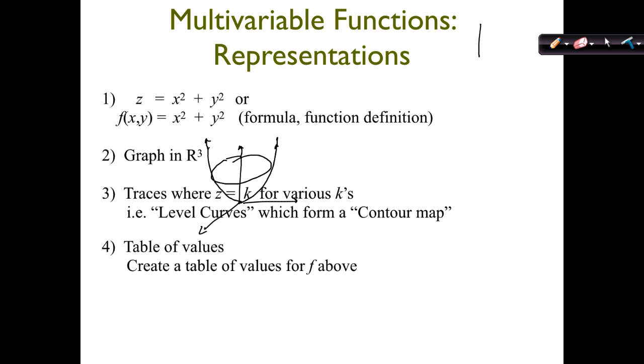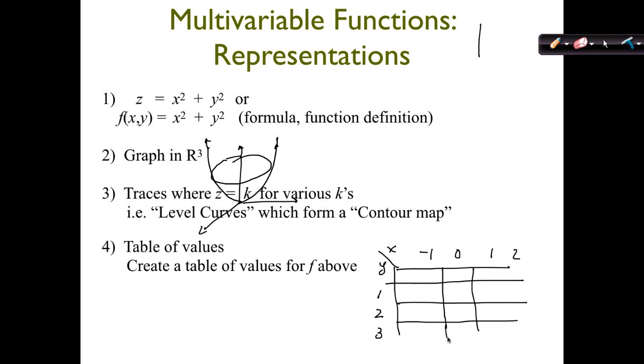All right, so the last one is a table of values. This is pretty self-explanatory, so I can just say z, x is negative 1, 0, 1, 2, and y is 1, 2, 3. Then the values in the table would be the values of z. So when y is 1 and x is negative 1, what's the value of our function? 2. And when you have 2 and 1? 5. 0 and 3? 9. So this table is another way to represent that function because it's giving you the real values of the dependent variable for any combination of values of the independent variables.